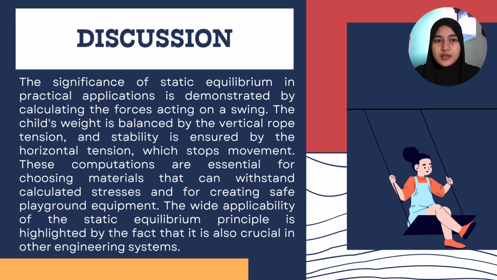The vertical component of the tension in the diagonal rope precisely balances the child's weight, while the horizontal component of the rope counteracts the horizontal force, preventing the swing from moving. Equilibrium prevents motion in all directions, as this force balance illustrates. In practical applications, such as designing playground equipment, this calculation ensures both functionality and safety.